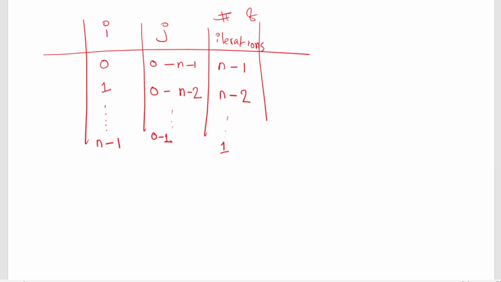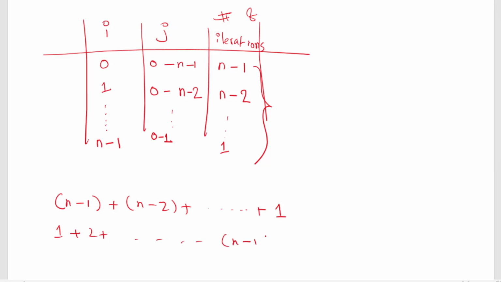The time complexity is basically the summation of the number of iterations. So we have n minus 1 plus n minus 2 plus up to 1. And this can be written as 1 plus 2 plus up to n minus 1. Now, this is nothing but an arithmetic progression series where we have to find the summation of n terms, and this is nothing but big theta of n squared.